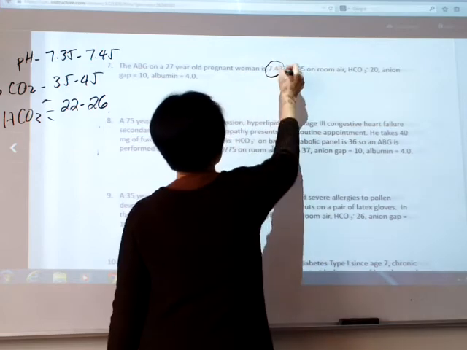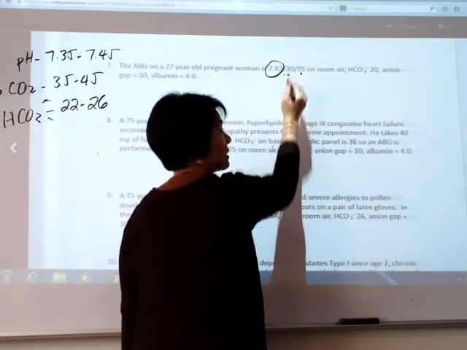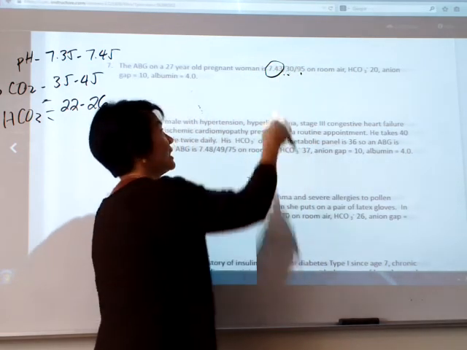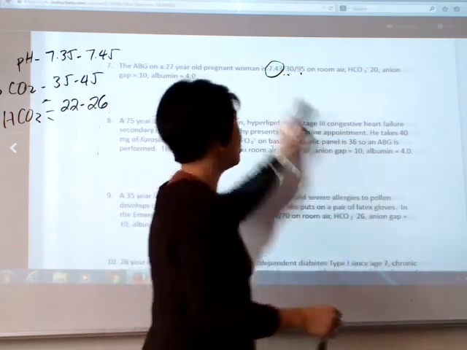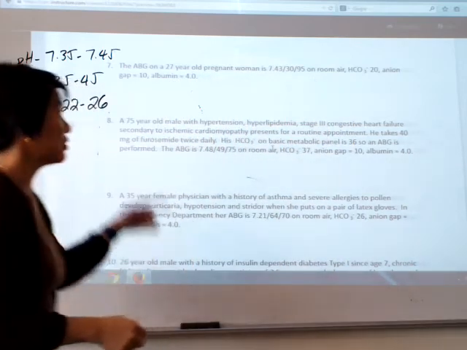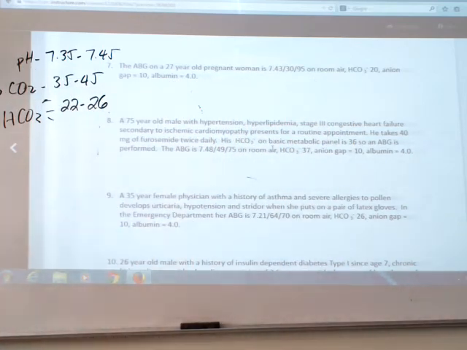This is normal, but this is not normal. You see that? So she must have been in alkalosis or acidosis, but you're going to write that it's corrected, it's compensated.